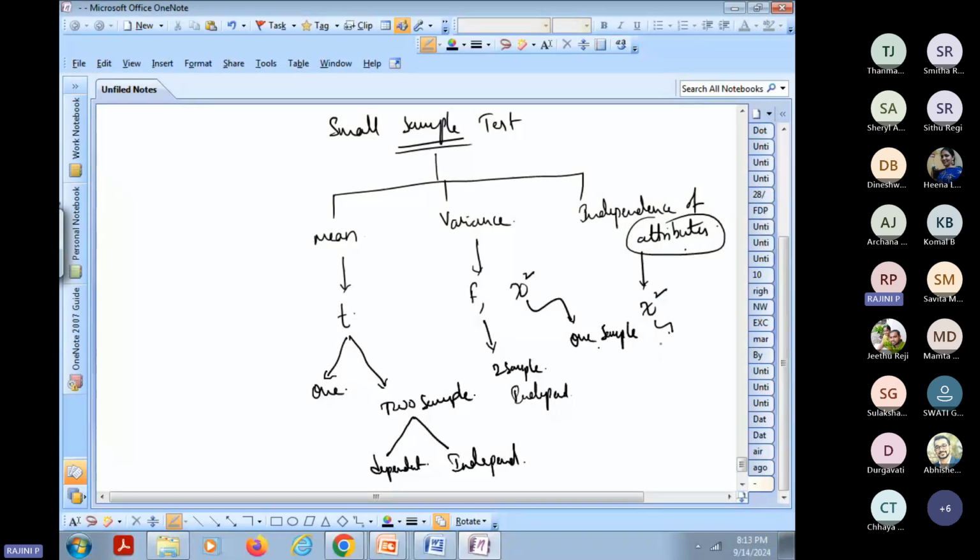So first you need to check what variables we are having and through what statistic you want to test. Then based on that, we decide which test can be applied.